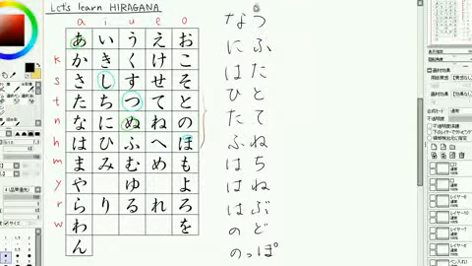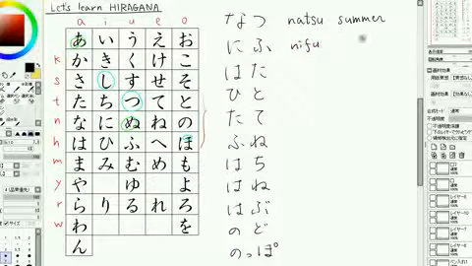Okay, let's see if you can read it. First one is here and here. So it's natsu, natsu, which means summer. Okay, this one. It's nifu, nifu. Well, if you don't know about shogi, Japanese chess, it doesn't make sense because it's a term in shogi. It means two pawns.